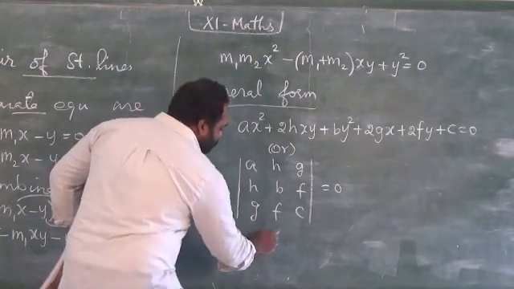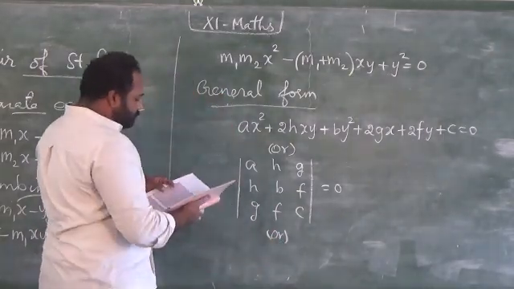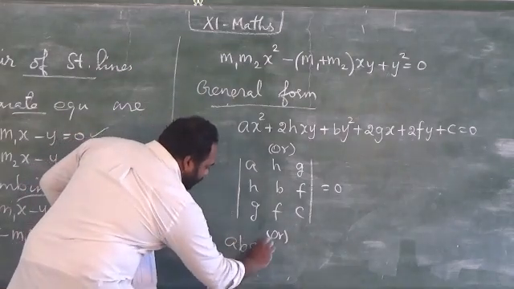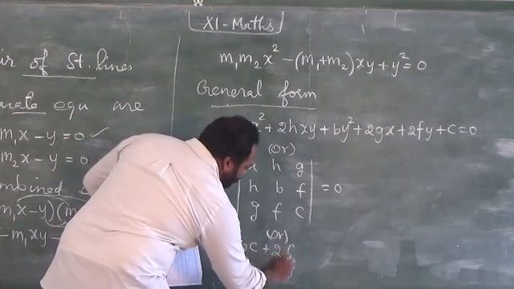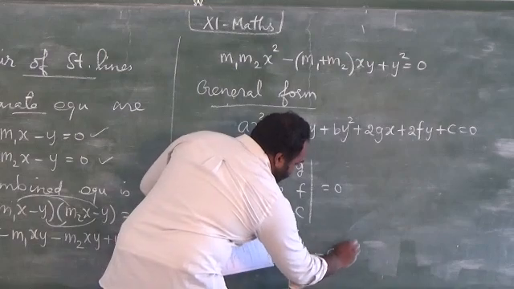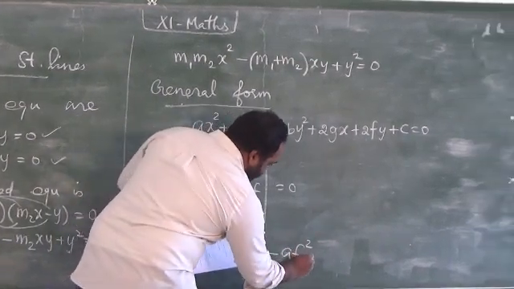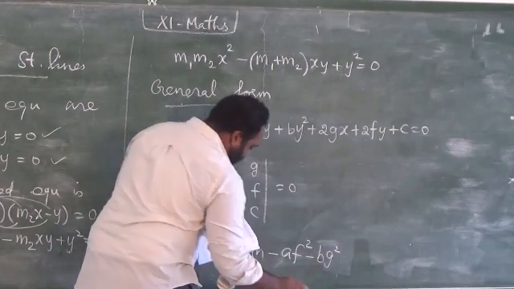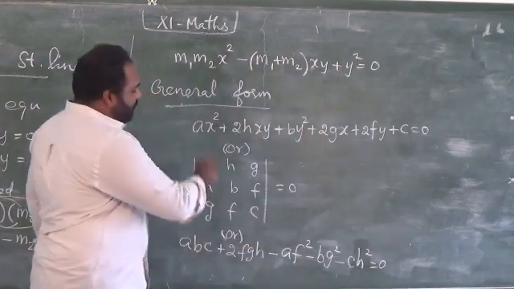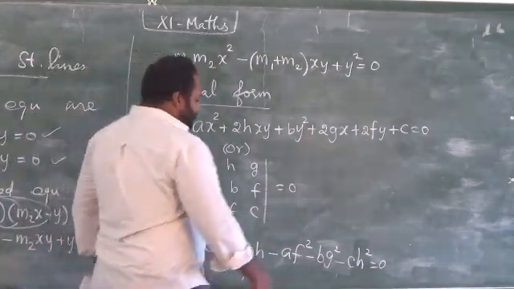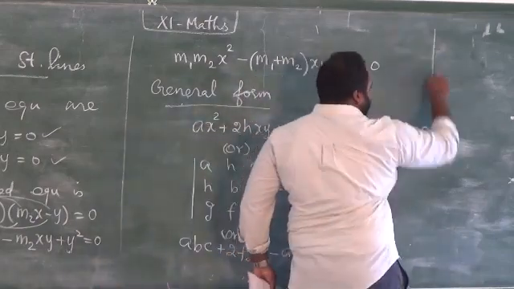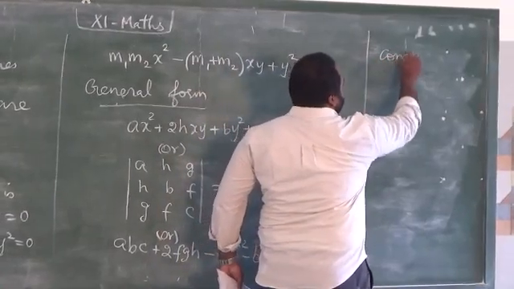One more is abc plus 2fgh minus af square minus bg square minus ch square equal to 0. So, we have three types of general formulas. Next, we are going to see the conditions for parallel lines and perpendicular lines.